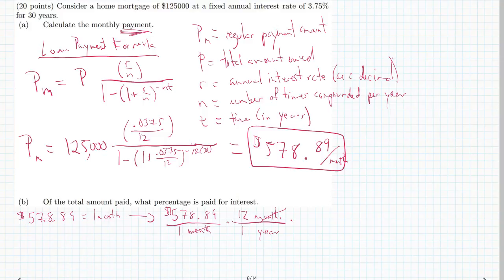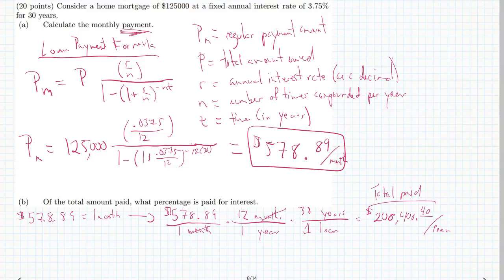That's hunky-dory, but we don't want $578.89 per year. We want it for the life of the loan. So how many years are in the loan? Well, that's 30 years per one loan. So the total amount is 578.89 times 12 times 30, which gives us $208,400.40 per the loan. So that's the total pay.